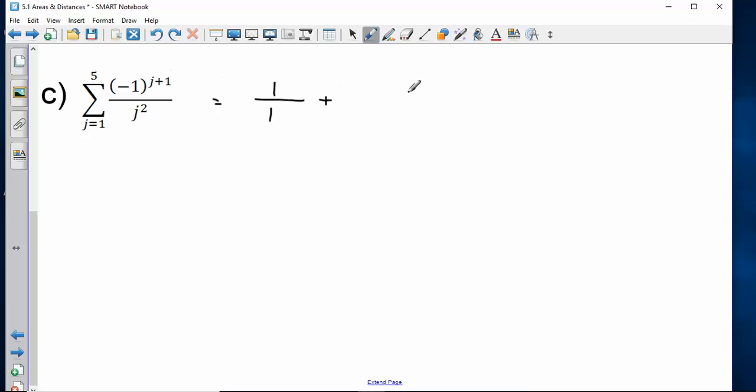If I plug in a 2, 2 plus 1 is 3. Negative 1 to the third is negative over 2 squared. If I put in a 3, 3 plus 1 is 4. Negative 1 to the fourth is positive over 3 squared. If I put in a 4, 4 plus 1 is 5, so negative 1 to the fifth is negative. If I put in a 5, negative 1 to the sixth is positive over 5 squared. So this expression is really just helping my signs alternate. It makes you go back and forth between a positive and a negative.